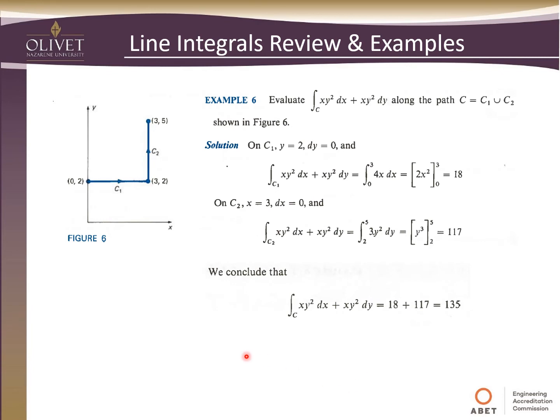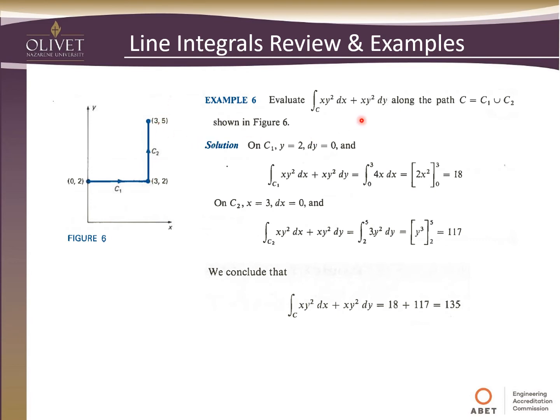So let's consider another line integral example. In this case, we have this path given here, C1 and C2. C1 goes from 0,2 to 3,2, and C2 goes from 3,2 to 3,5. So x value goes from 0 to 3 here. We're already at y equals 2, and then x stays constant at 3, and then we go from y equal 2 to y equal 5.